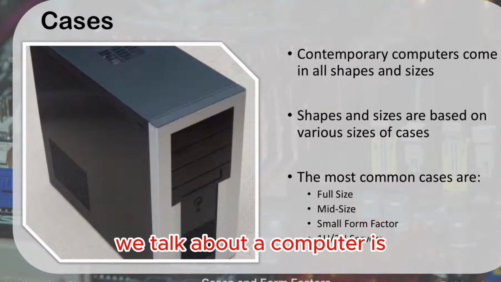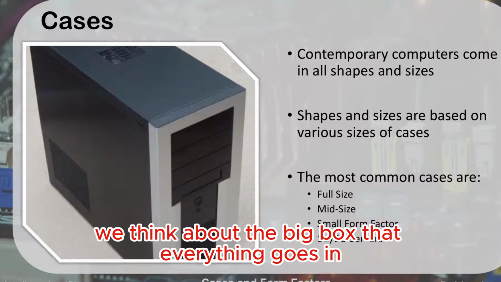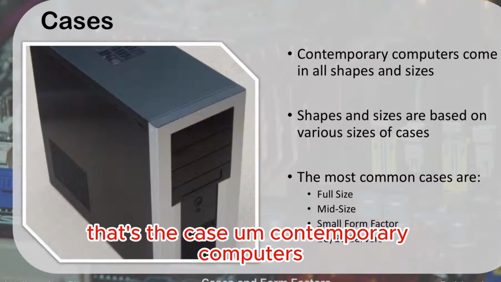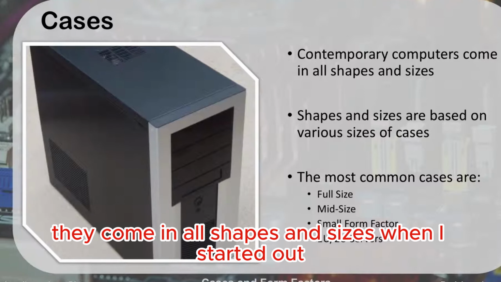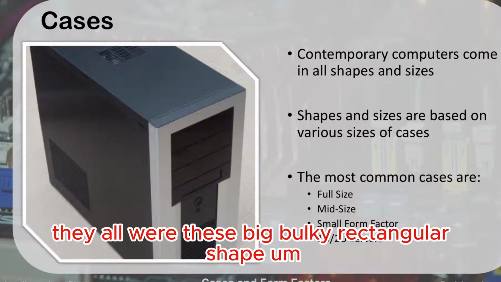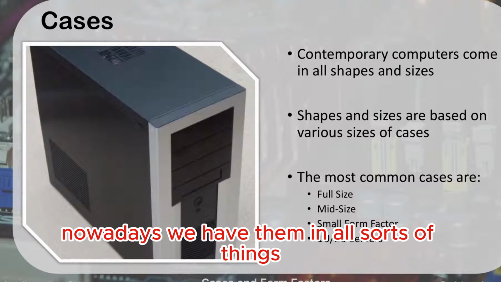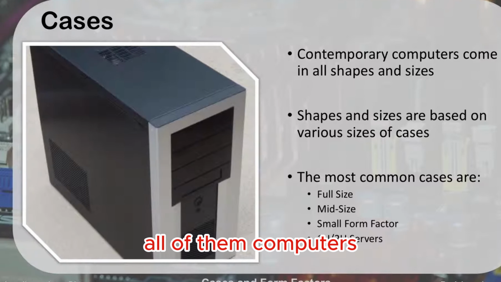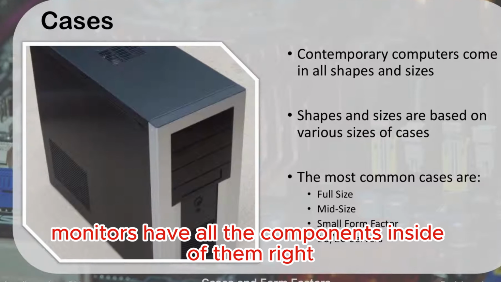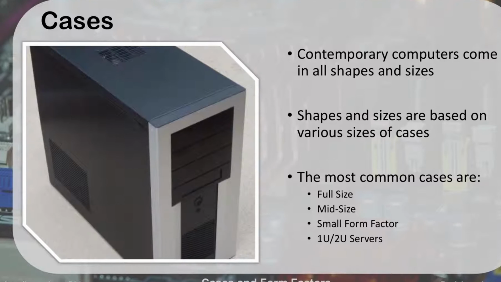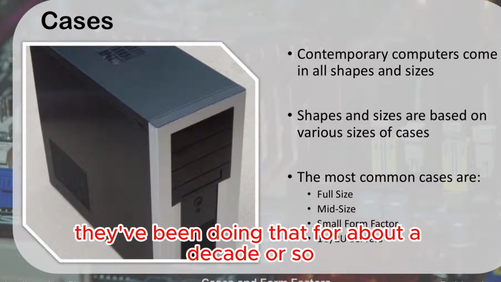So, the first thing we think about with a computer is the big box that everything goes in. That's the case. Contemporary computers come in all shapes and sizes. When I started out, they all were these big, bulky, rectangular computer towers. Nowadays, we have them in all sorts of things. I'm sure you've all seen the all-in-one computers where the monitors have all the components inside of them, right? If you look at iMacs, they've been doing that for about a decade or so.